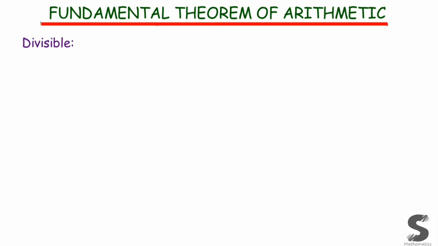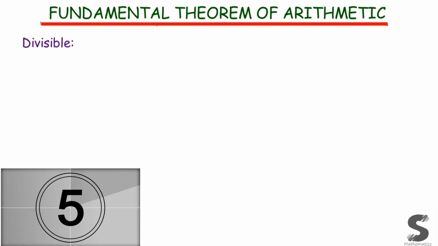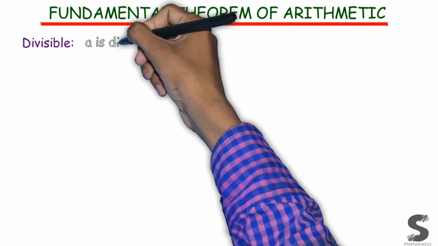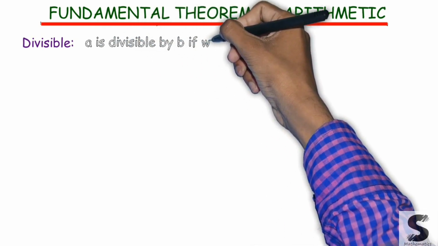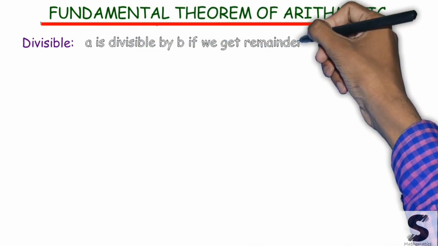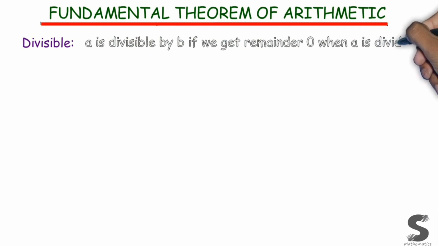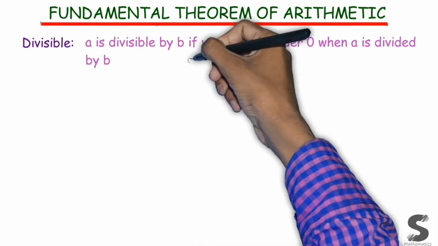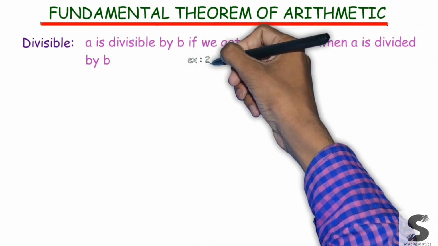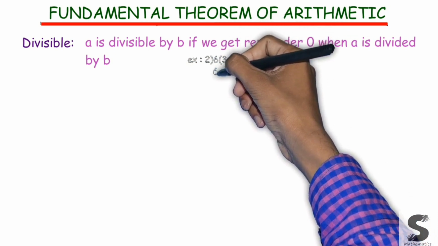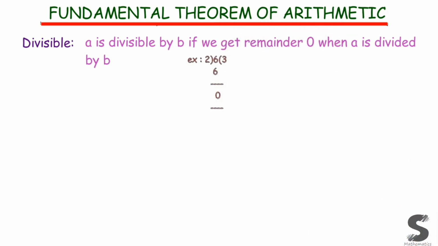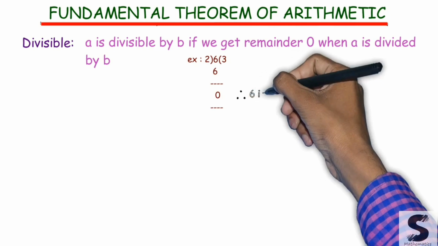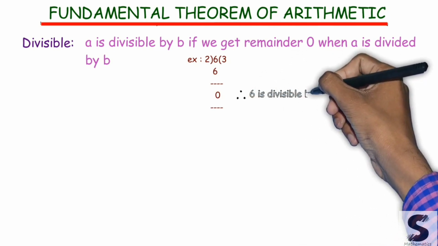divisibility. When do we say that a number is divisible by another number? Yes, you're right. A is divisible by B if we get remainder 0 when A is divided by B. Example, if we divide 6 by 2, we get quotient 3 and remainder 0. Here we get remainder 0, therefore 6 is divisible by 2.